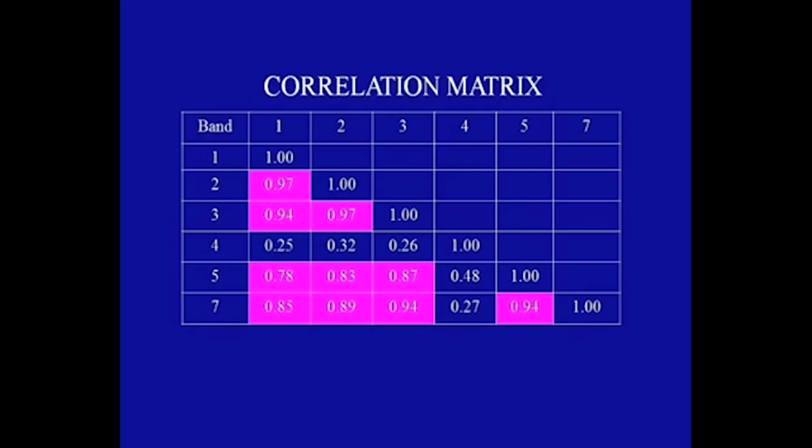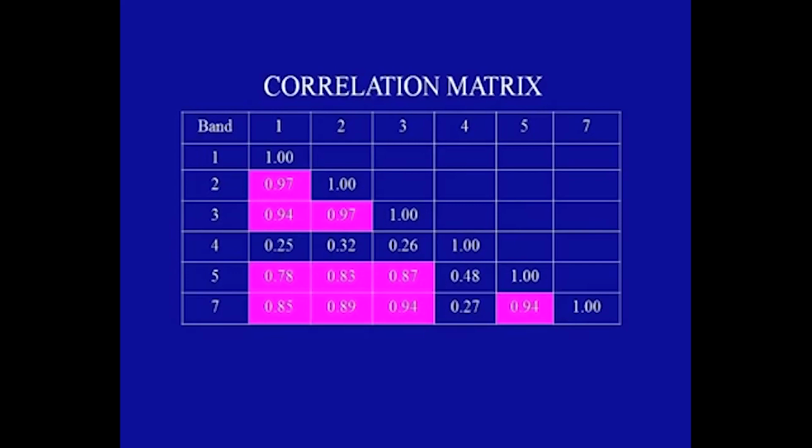And we find that all the diagonal terms have a value of 1, because we are comparing the same variable to itself. However, when we look at the correlation between band 1 and band 2, or between band 1 and band 3, we find that the value is close to 1.